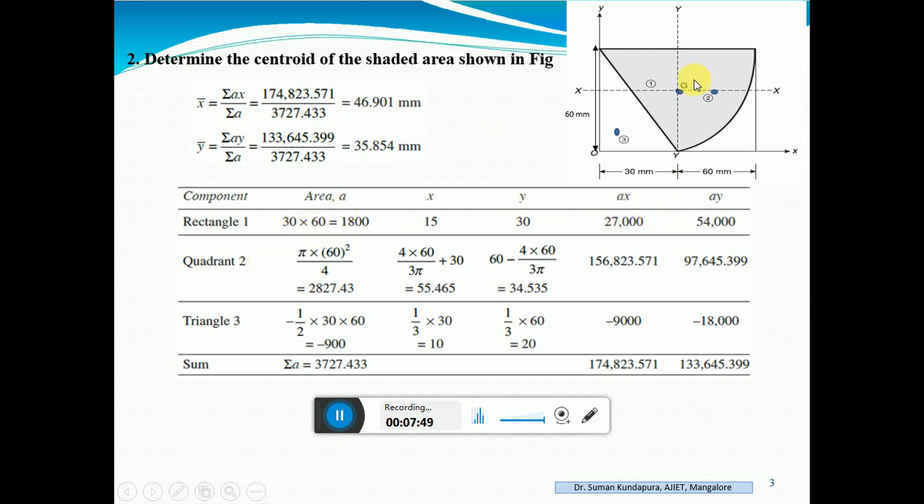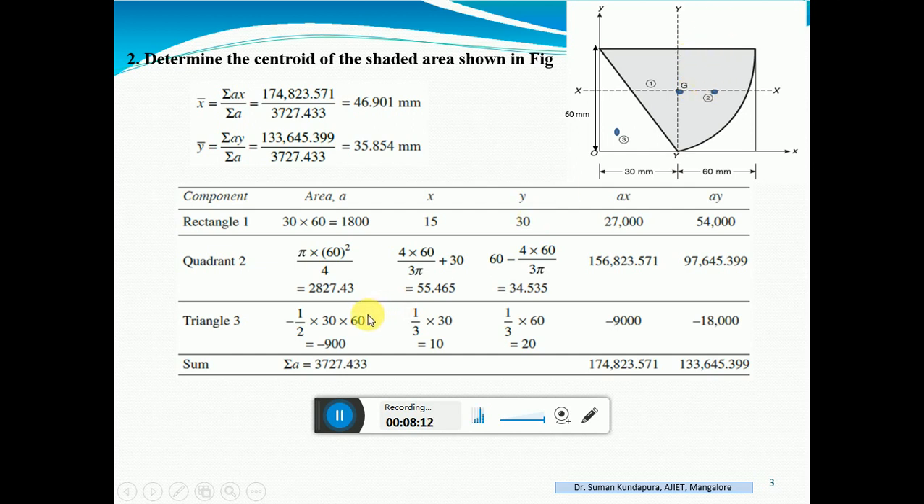Next, go to the quadrant. This is the quadrant. Apply the formula for the quarter circle, pi r square by 4. R is nothing but 60, it's given 60 here. This side also is 60. Pi r square by 4, you will get 2827.43. That is positive because it's the shaded area.